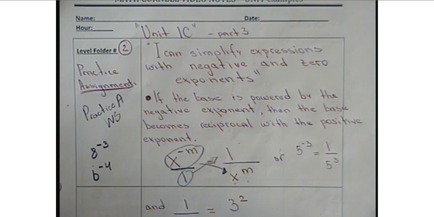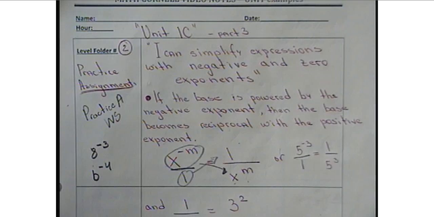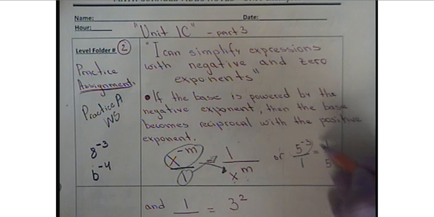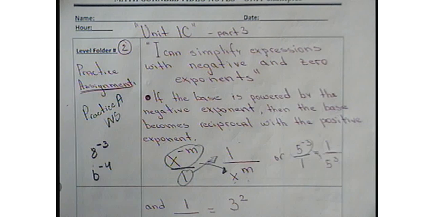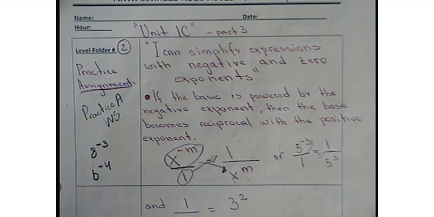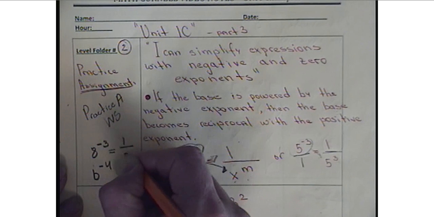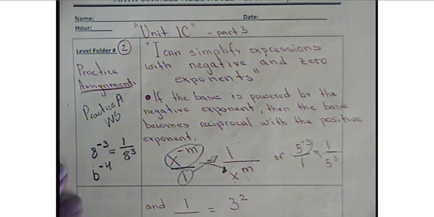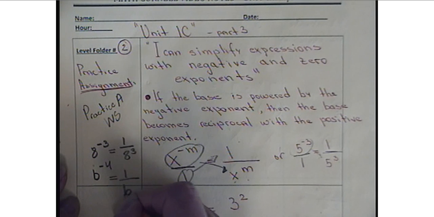And here's an example. If I have 5 to the negative 3, this is the same as 5 to the negative 3 over 1, okay? So now to make this positive, I need to move the number from the numerator to become the denominator. So 1 goes on the top over 5 to the third power on the bottom. Same thing over here, 8 to the negative 3. This will be equal to 1 over 8 to the positive 3. b to the negative 4 will be equal to 1 over b to the positive 4.